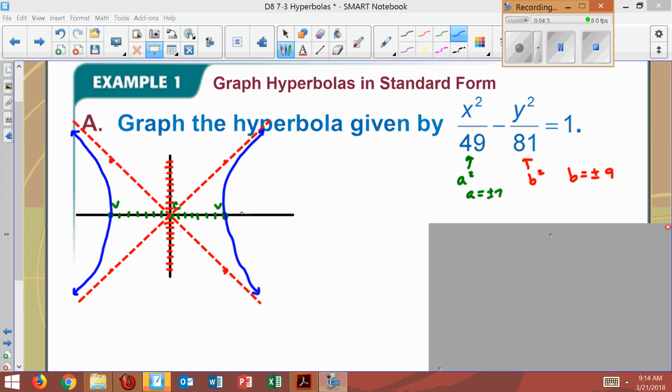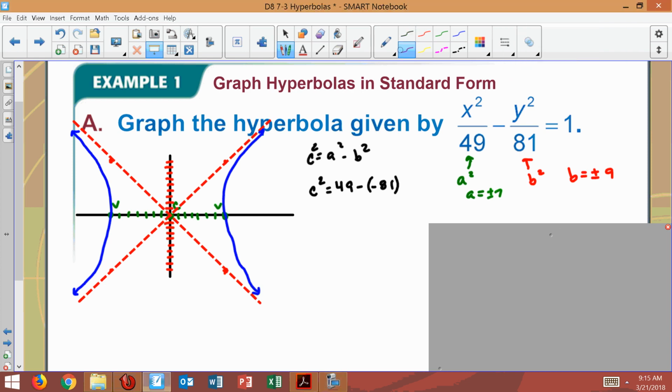Now, there's also going to be foci, which are going to be inside. And so the way to find the foci is, I know this isn't in agreement with the previous symbol, but if you treat this as negative, you could say that c squared equals a squared minus b squared, the same formula from last class. And so c squared would equal 49 minus a negative 81, which will turn the formula like the other page where it said to add the values. So when I add those, now I get that c squared equals 130. And so c would be plus or minus the square root of 130.